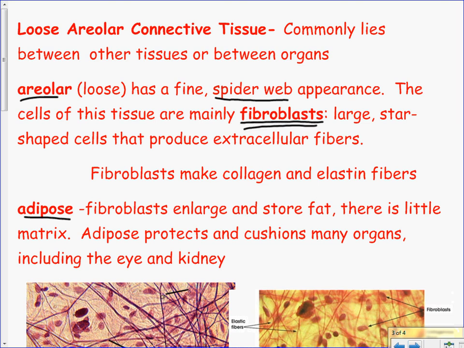So you're going to find a lot of cells in this one. And the cells that you're going to find are mainly fibroblasts. These fibroblasts, do you guys remember? Fibro we haven't had yet, but you can imagine what it means. Fiber. And then we learned blast as one of our word parts. Do you remember it? A developing cell. So what a fibroblast is, it's a cell that makes the matrix, makes the fibers. It's developing this matrix, developing the fibers. So they're large, star-shaped cells that produce extracellular fibers. They're making all these fibers outside the cells.